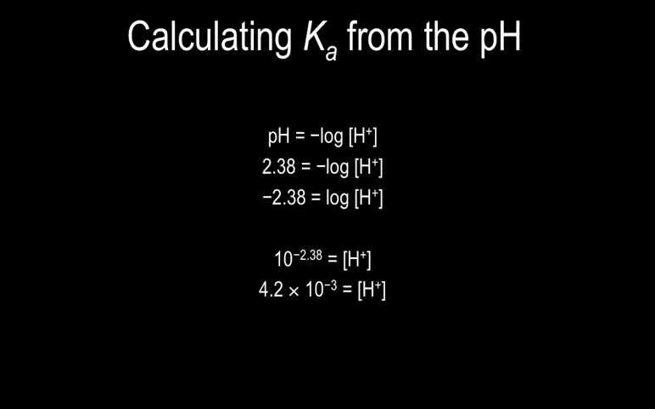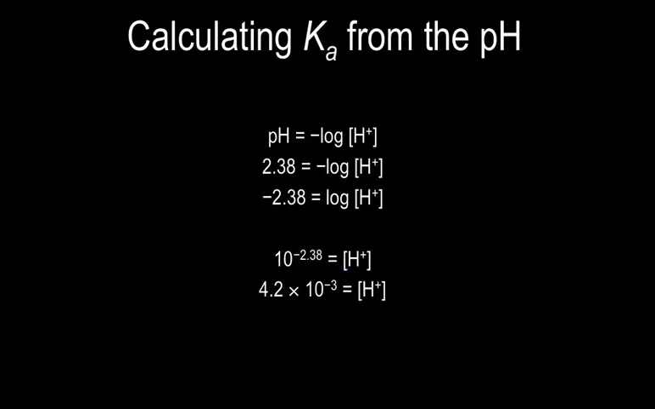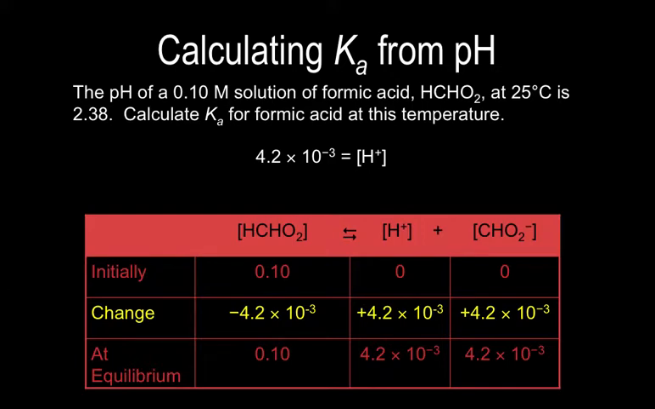So here's just a reminder of how we did this. pH is the negative log of the H+. You put in your 2.38, and then you end up with the H+ being 4.2 times 10 to the negative third. So again, that's a review of what we did a couple days ago. That's why we started with that. So then from there, we go to our ice table.